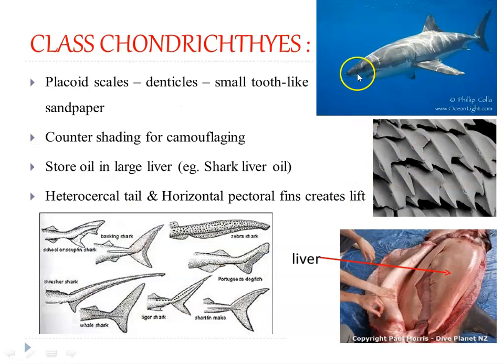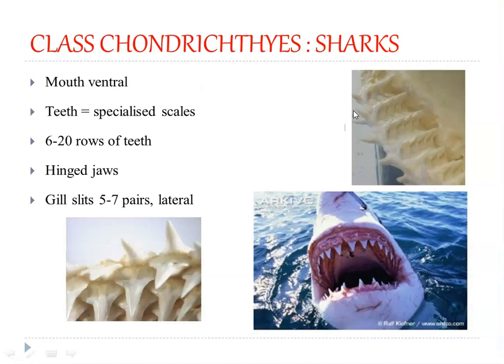Here also, anterior to the eyes, you can see the spiracular opening, and it is very small. So all these structures are unique to the sharks. The tail, as we have seen, is heterocercal, and here you can see the teeth position.